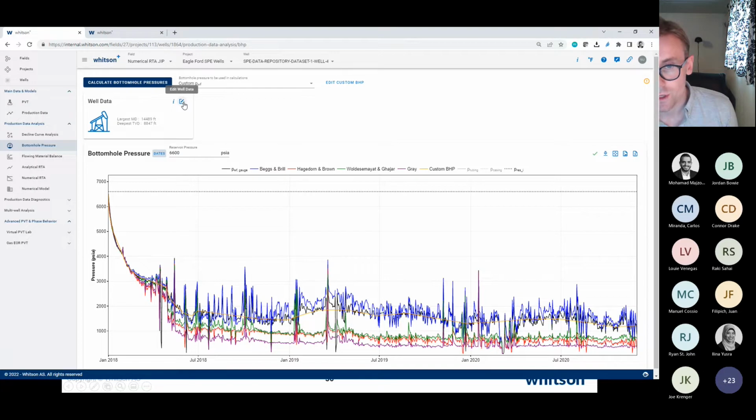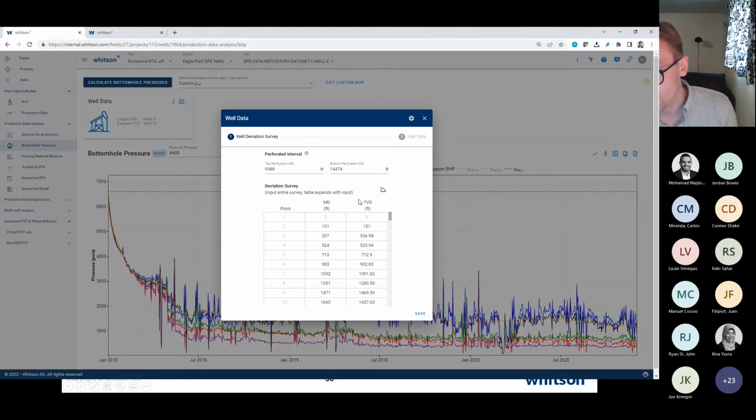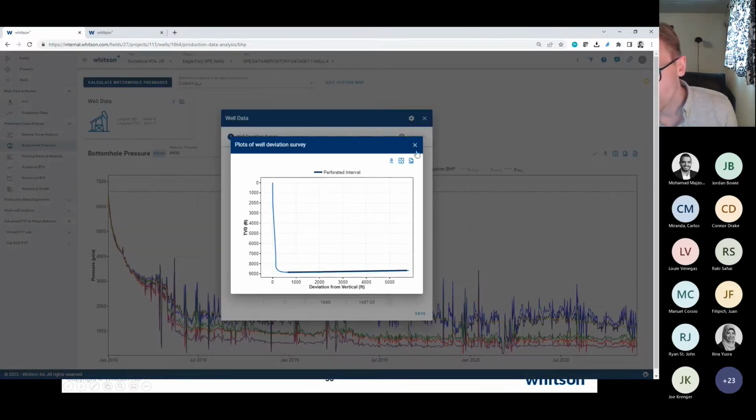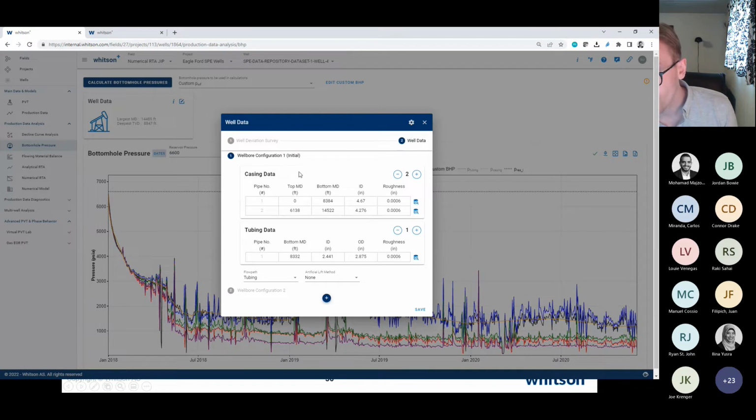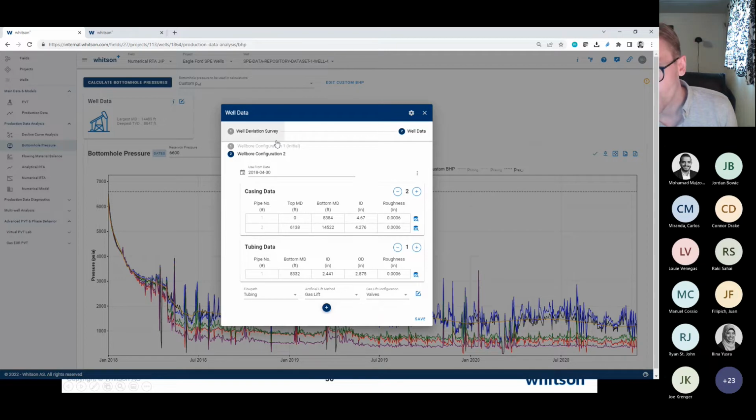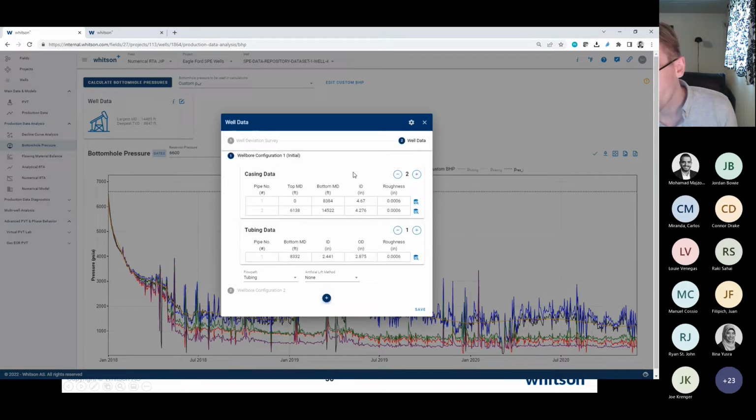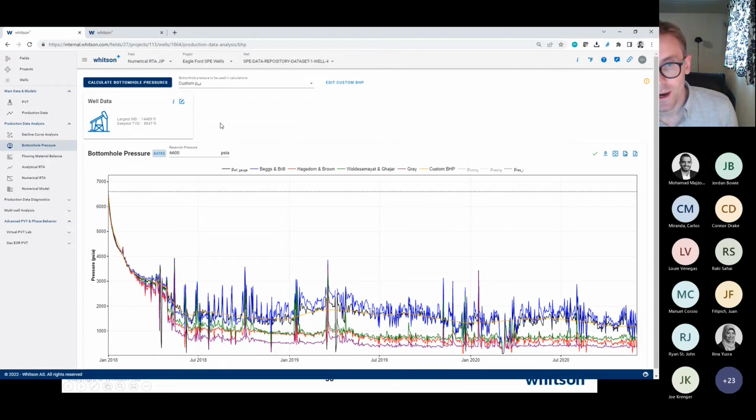That's just a functionality where you import your deviation survey. You define your perforated interval, and then if you have one or multiple wellbore configurations over time, you can then input that as well. Or you can mass upload it through an API connection or a database connection.